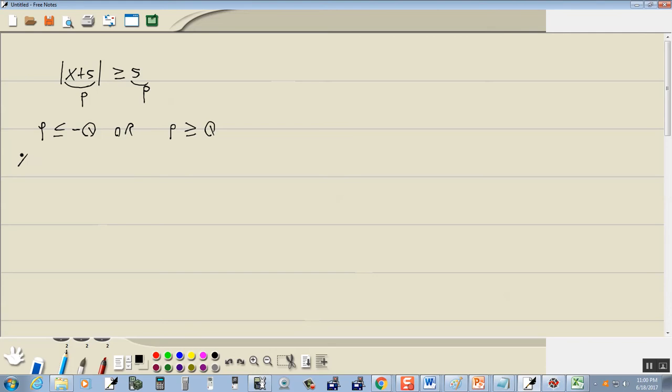So everywhere I have a p, I'll plug in x plus 5. Everywhere I have a q, I'll plug in 5. Same over here. And then I want to solve these for x. So I take the 5 over, and it becomes a negative 5. So I get x is less than or equal to negative 10. Here I'll take the 5 over and get 5 minus 5, or 0. And there's no or between them.